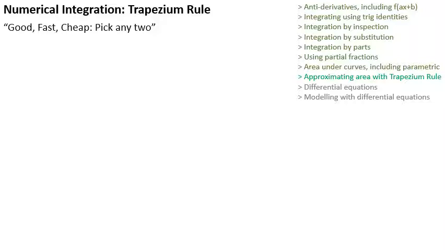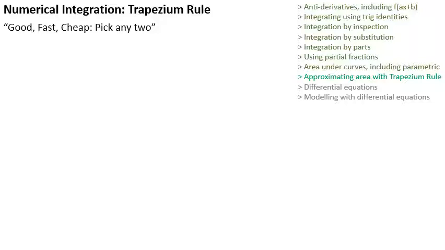Or you can have it fast and you can have it cheap, but if you do that, then chances are the quality is going to be impacted. So there's always a trade-off between these things. You cannot maximize all of them at once. And with numerical integration, we also have a trade-off.